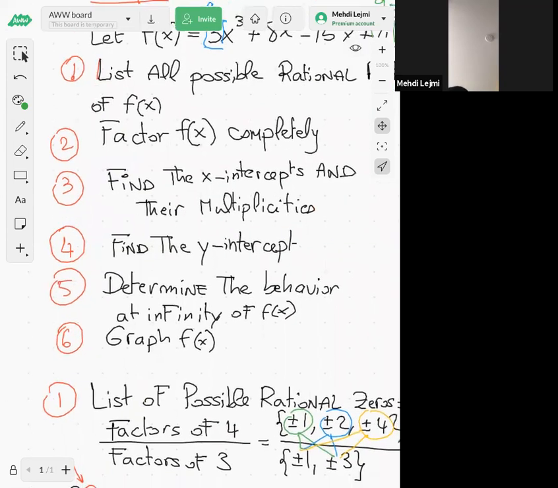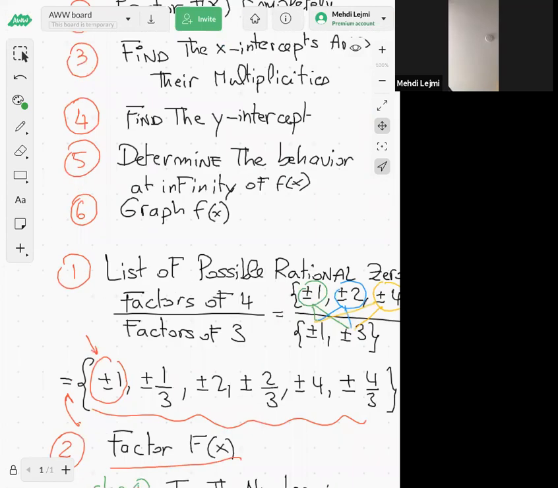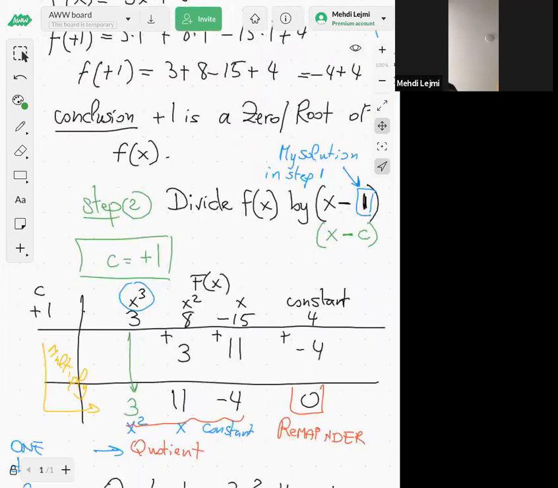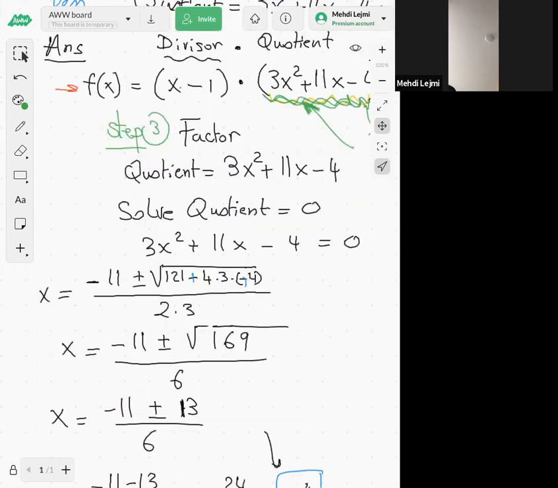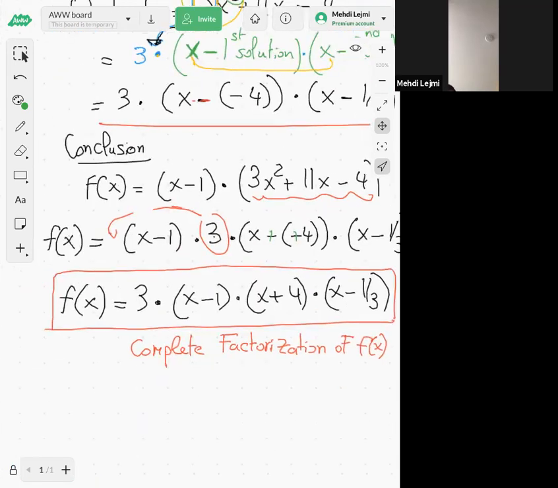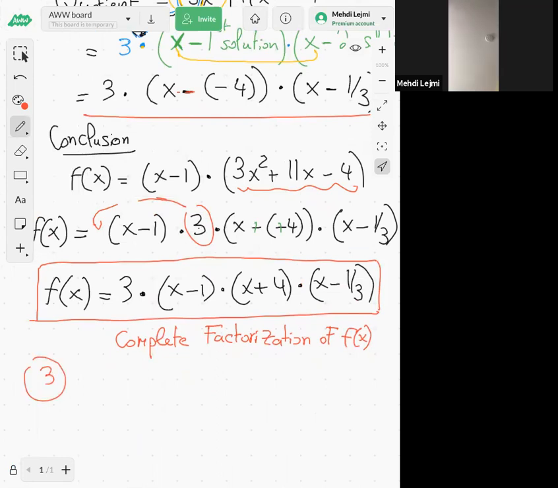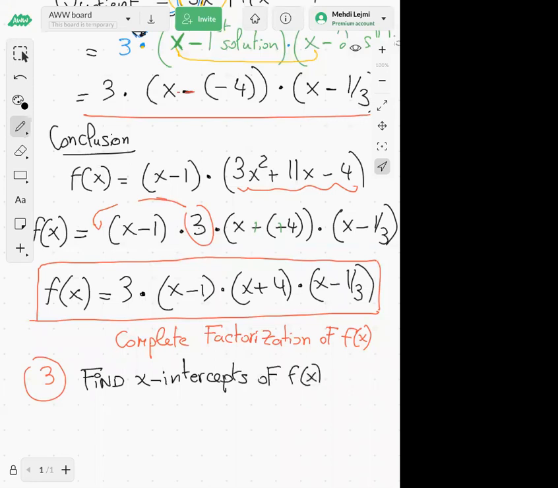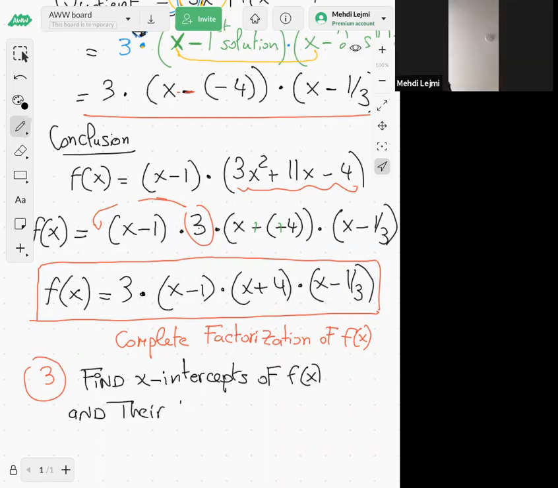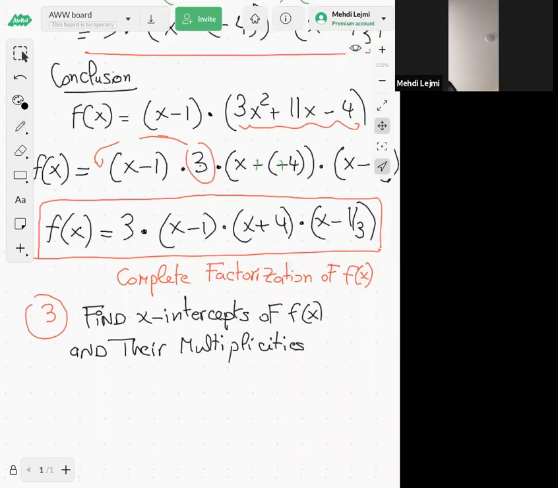Number 3. Find the x-intercepts and their multiplicities, right? So now I have the complete factorization of f of x, and in question number 3, I want to find the x-intercepts of f of x and their multiplicities. Once you have the complete factorization of f of x, the x-intercepts are just the solutions of f of x equal to 0, right?